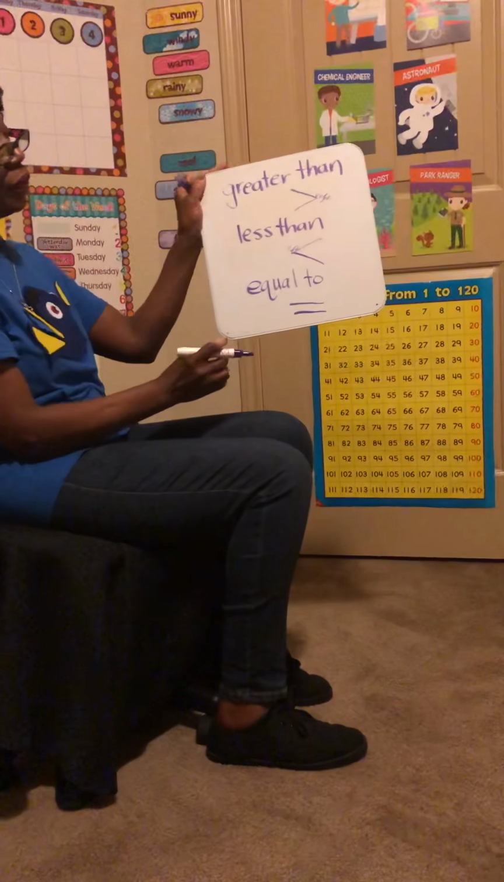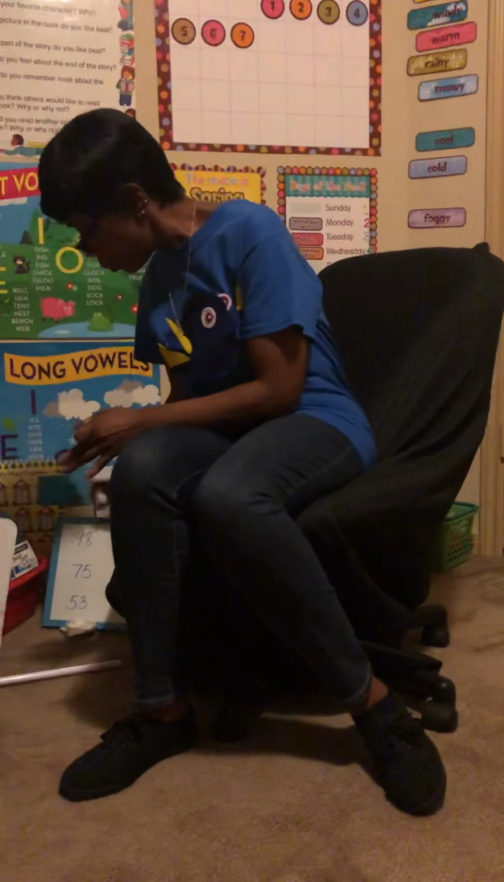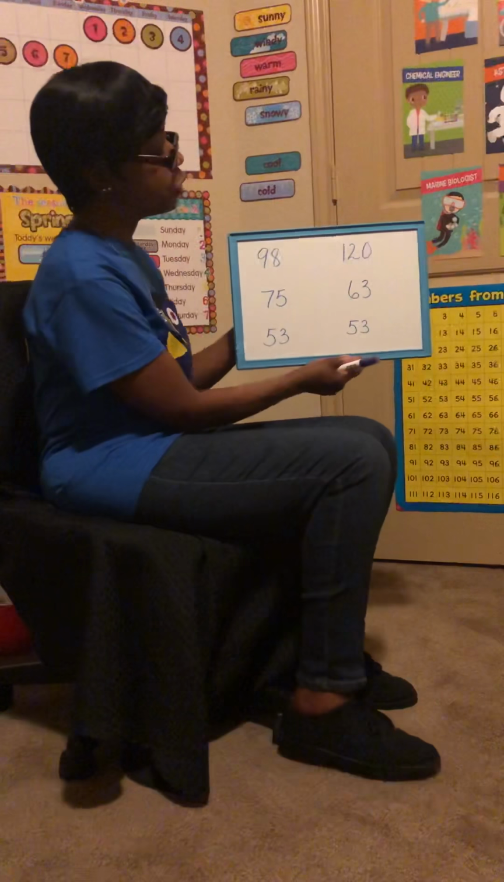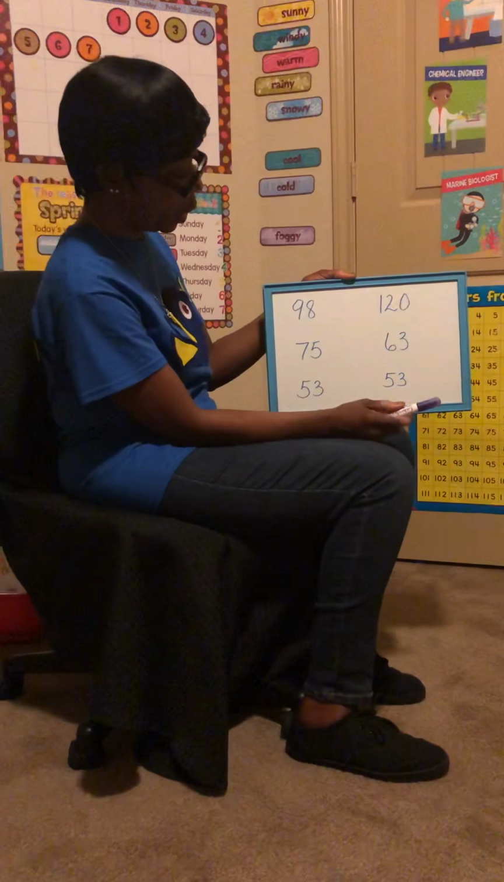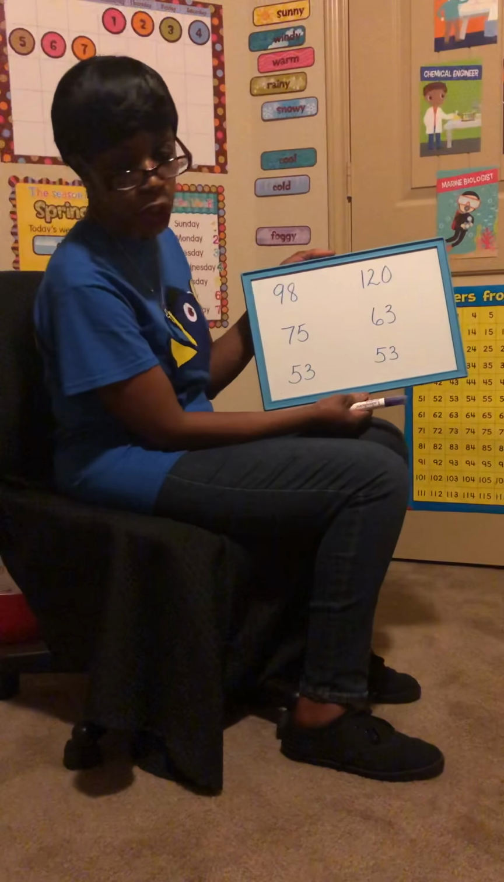Okay. But when we're doing that, boys and girls, let's talk about how to solve a problem, or how to figure out how to put the symbols in the correct spot. We have 98 and we have 120. Let's look at this. Ms. Brown gave you a strategy. What did Ms. Brown tell you to do?